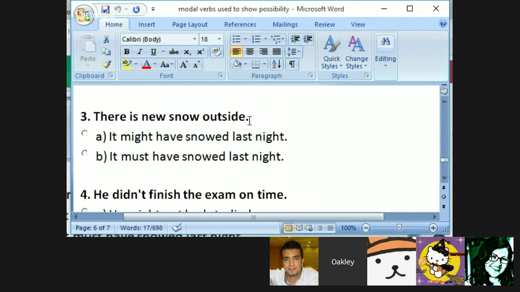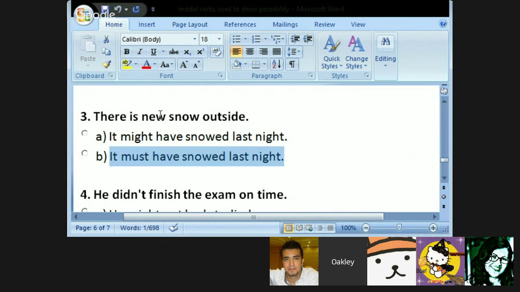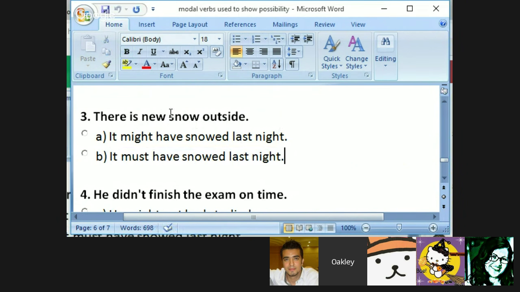Number 3. There is new snow outside. It might have snowed last night. It must have snowed last night. Well, the key here is new snow. So it's got to be B, right? Yes. Without new, then yes. If we eliminated new, then A would be correct, right?